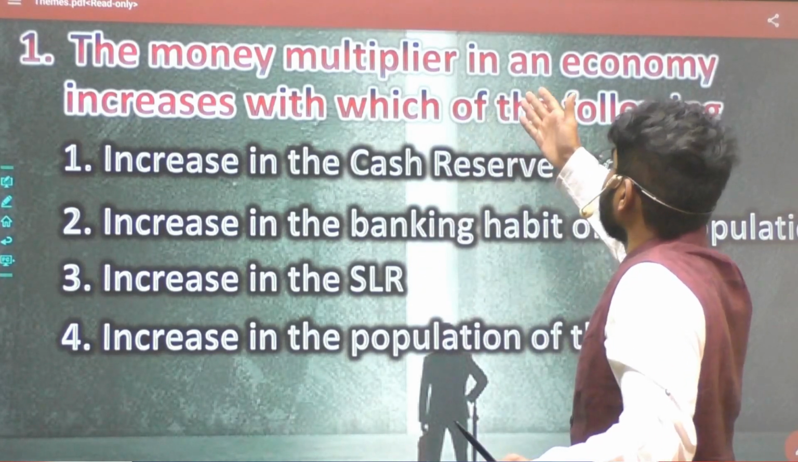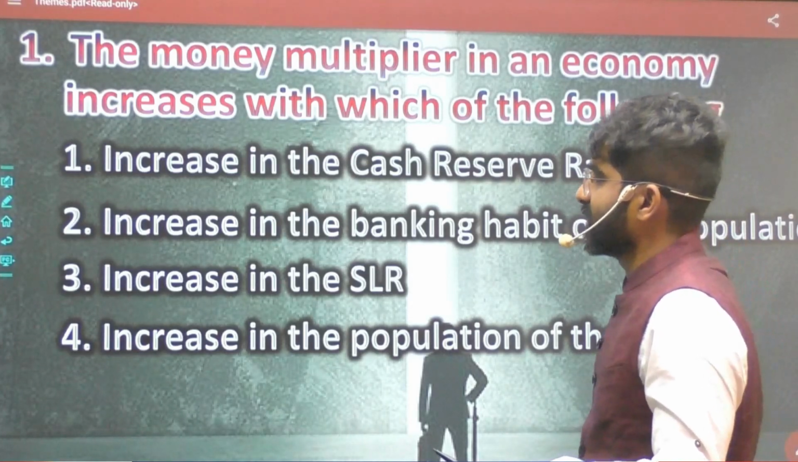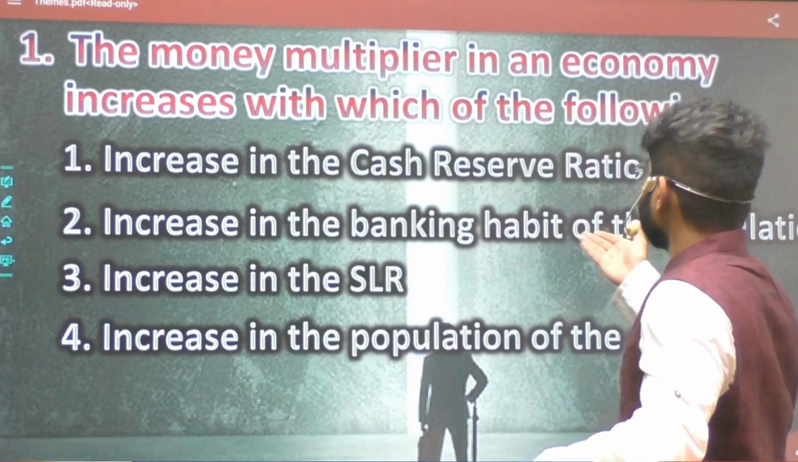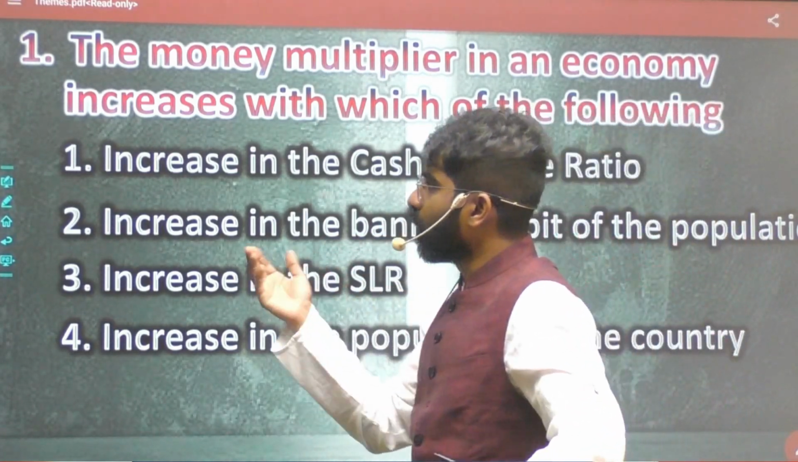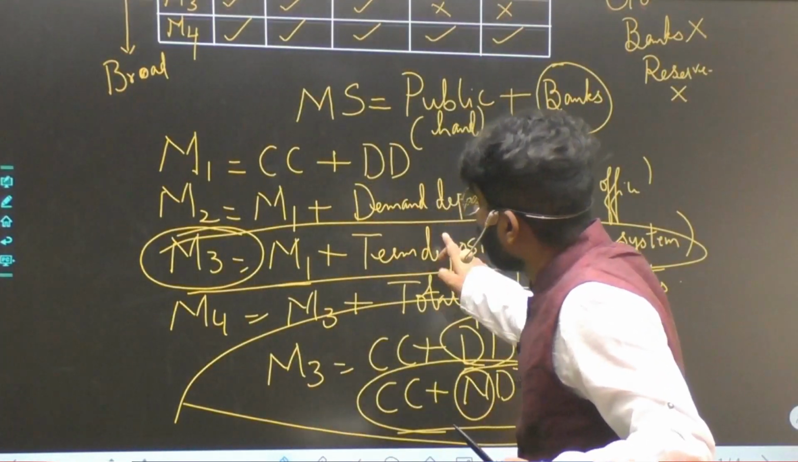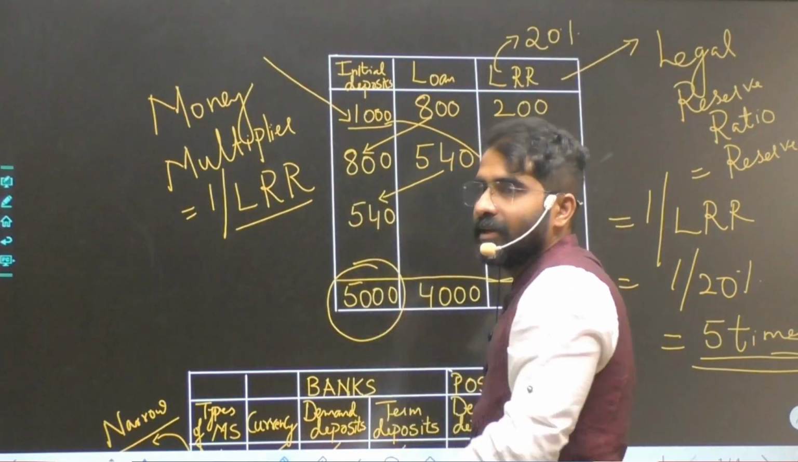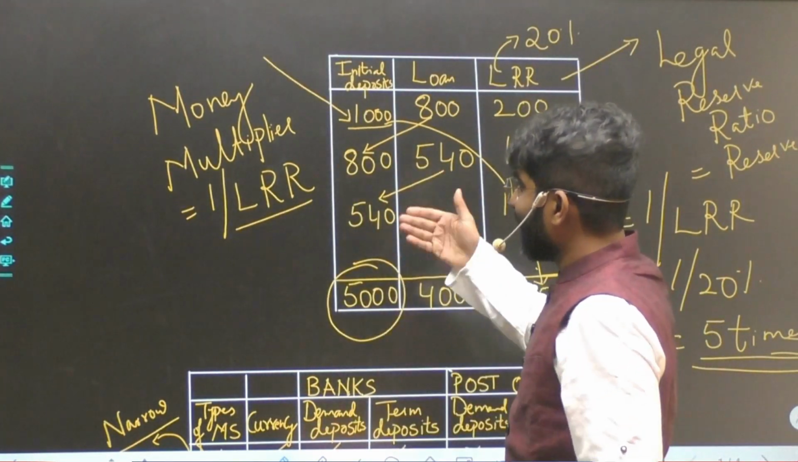So the money multiplier in an economy increases with which of the following? Now this was a question, and the answer is increase in the banking habit of the population. Why? With more financial inclusion, more people are putting money in the bank, then automatically the multiplier effect will increase.